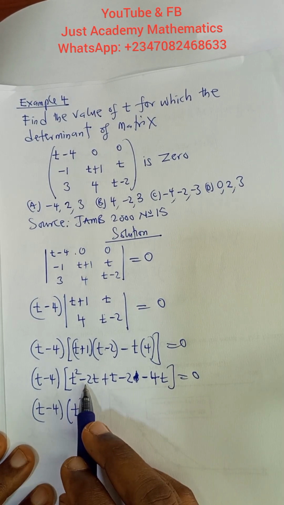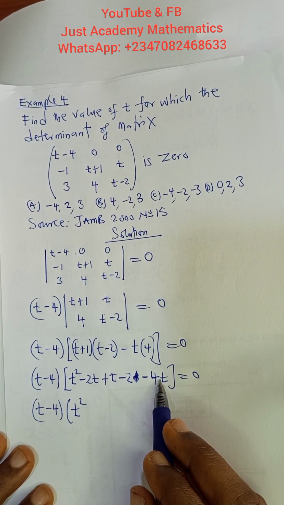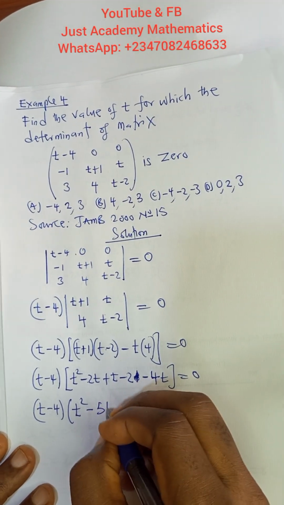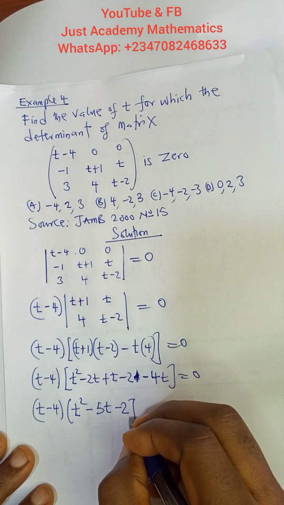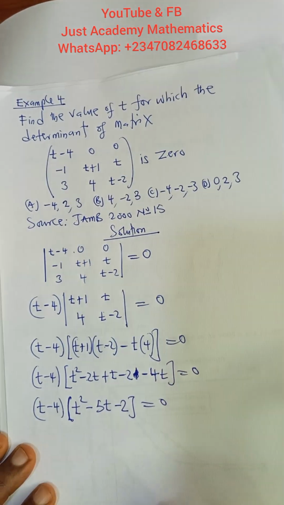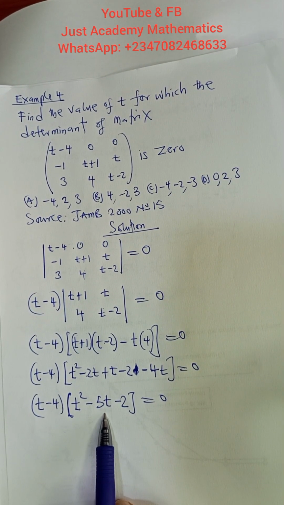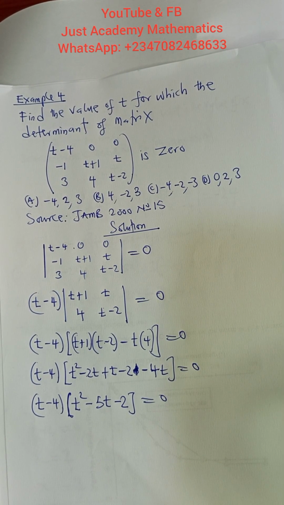Okay, let's start with this. Minus 2t plus t is minus t. Minus t minus 3t should be minus 5t. Then minus 2 equals to 0. So let's factorize this. Add to give us minus 5, times to give us minus 2. Is there anything like that?